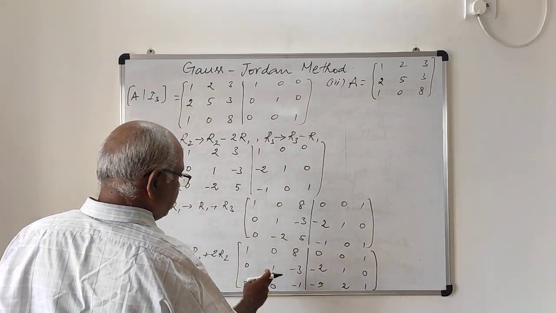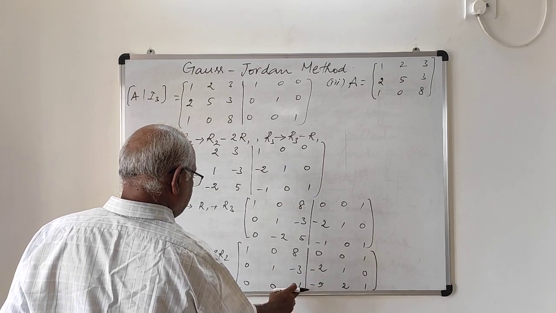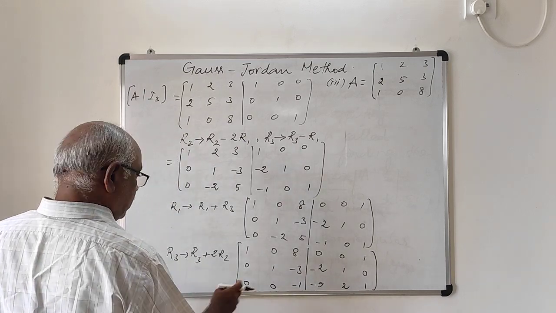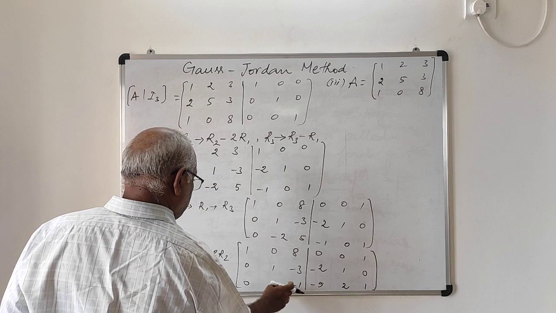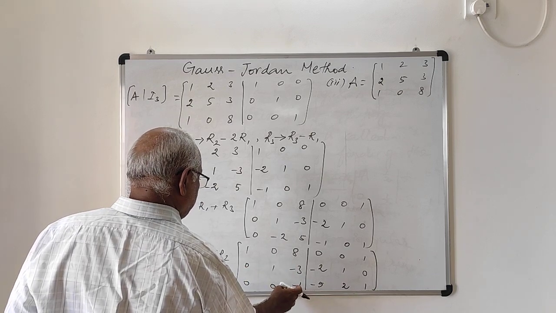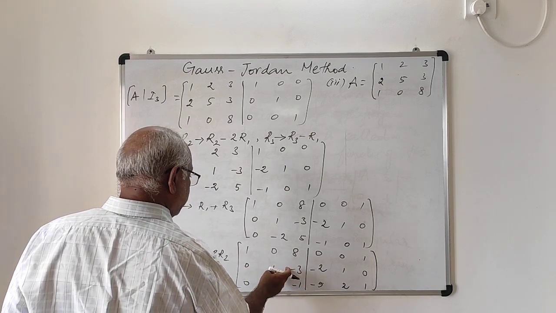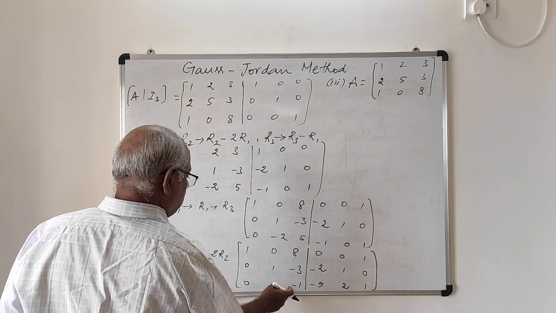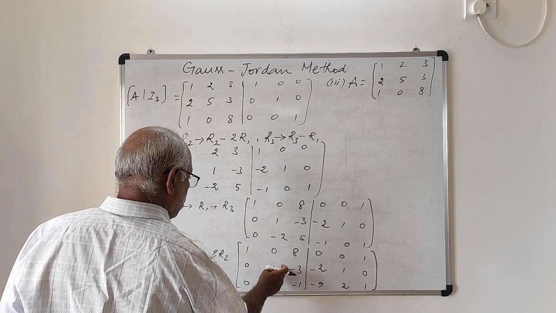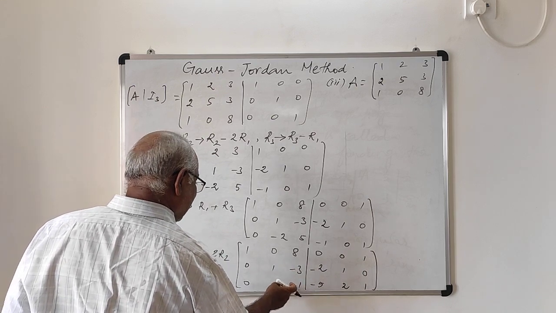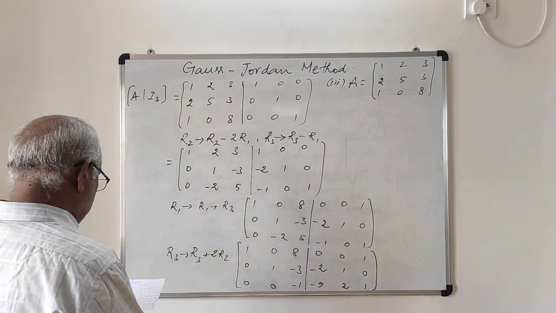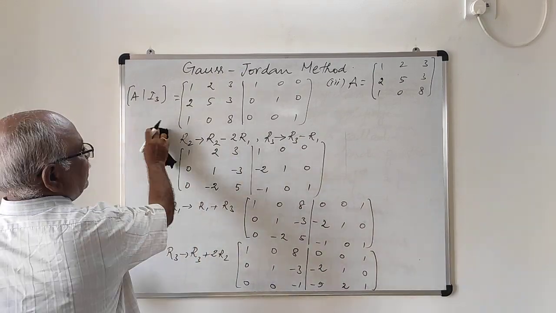The next step: R2 minus 3 R3. R2 becomes 3. If you multiply R3 by 3 and add it to R2, you will get 0. So R2 is R2 minus 3 R3. That's our next idea.